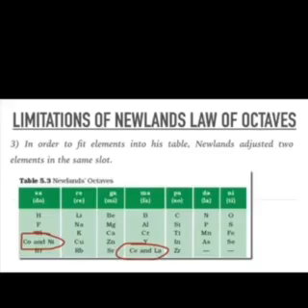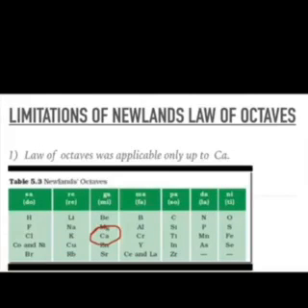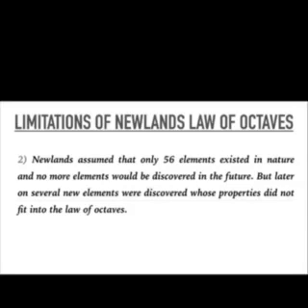I hope all 3 limitations of Newlands' law of octaves are clear, right? Let's revise again, children. What is the first limitation? The law of octaves was applicable only up to calcium. The second limitation was that Newlands assumed that only 56 elements existed in nature and no more elements would be discovered in the future. But what happened later? A lot of elements were discovered, and these elements were not able to fit in Newlands' table.